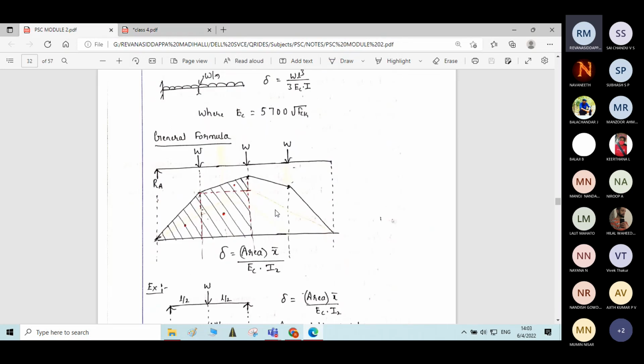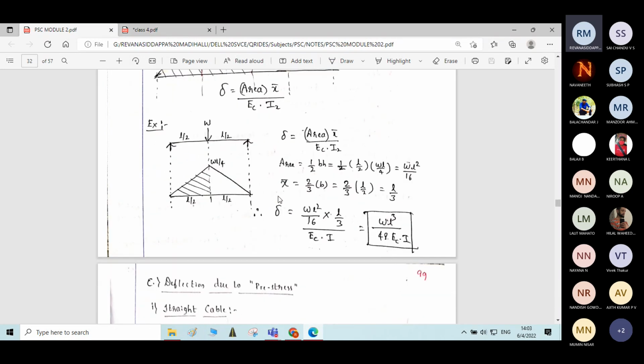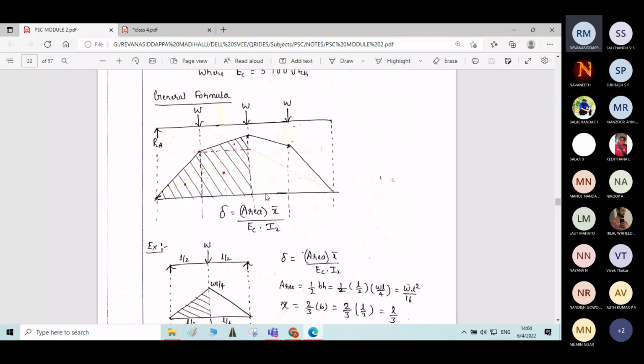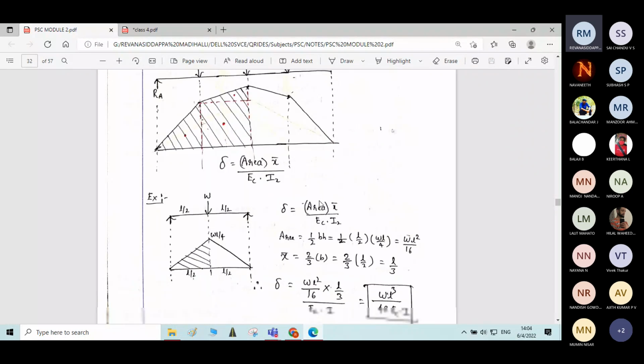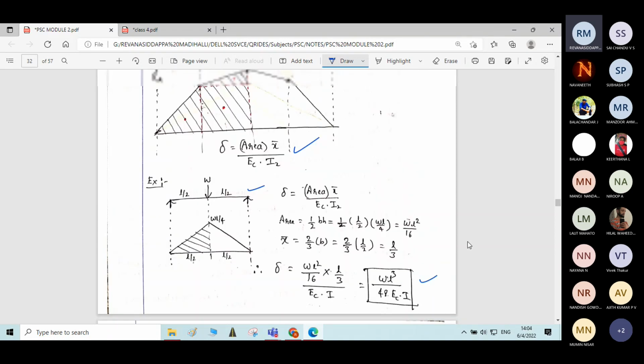It is also 3-point loading. Either you can use the WL cubed by 48 EI formula. Sorry, you need to use this generalized equation only. Correct? Here I have derived the equation for the point load carrying simply supported beam.